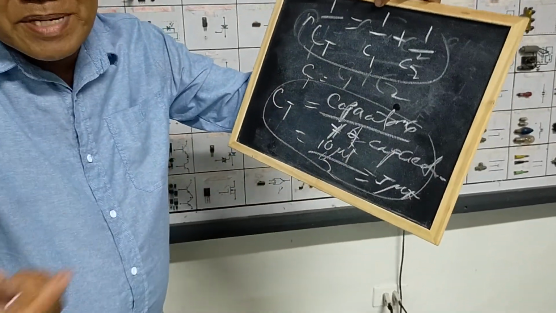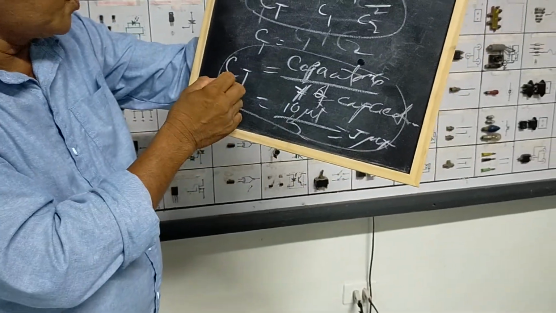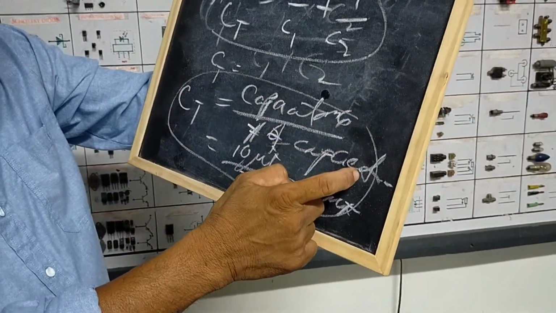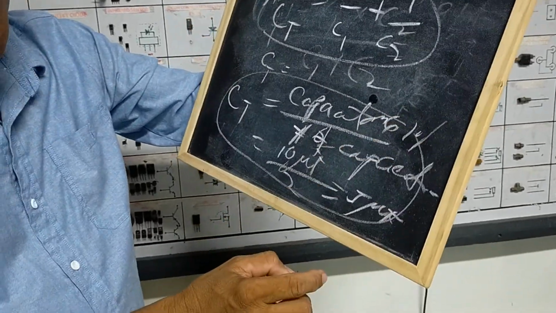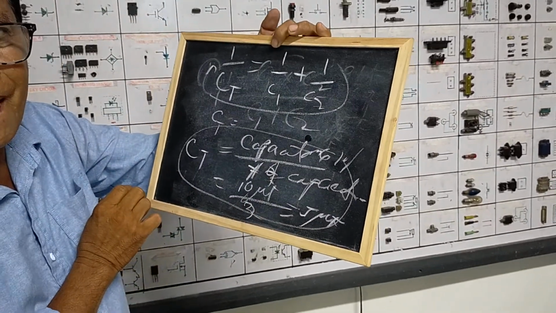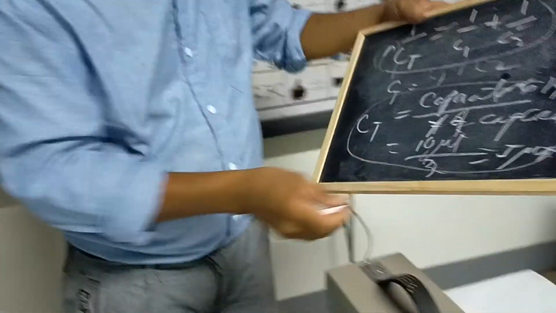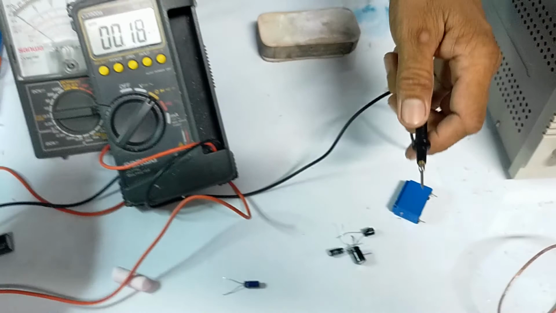Or if they have the same capacitance, it is better to use Ct equal to the capacitance over the number of capacitors. Capacitance 10 microfarad. If there are 3 capacitors connected in series, you may write here 3. 10 over 3. Okay? The resulting capacitance is getting lower. So let us prove it.